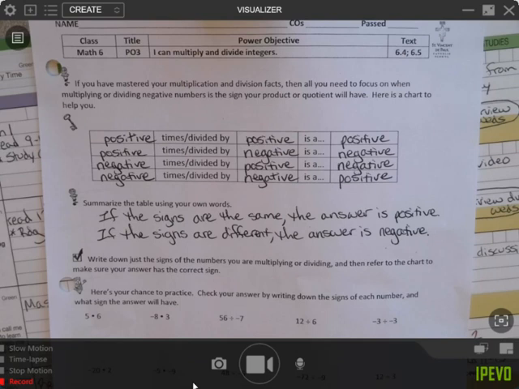Okay, good morning. Take 2 on this lesson. Today we are working on PO3. I can multiply and divide integers.